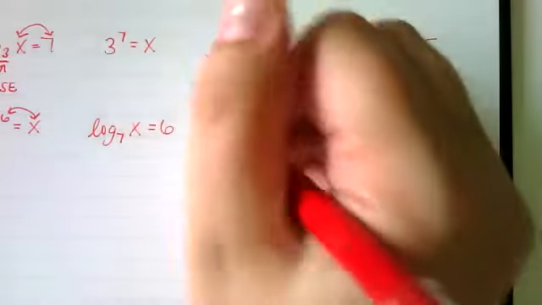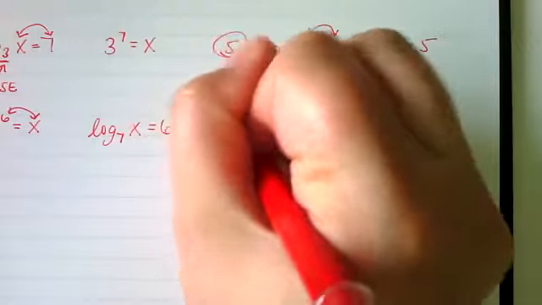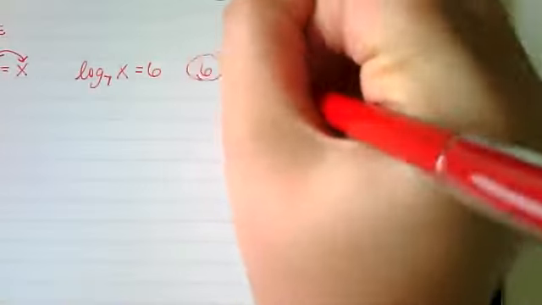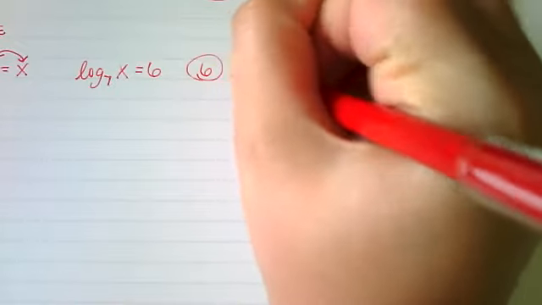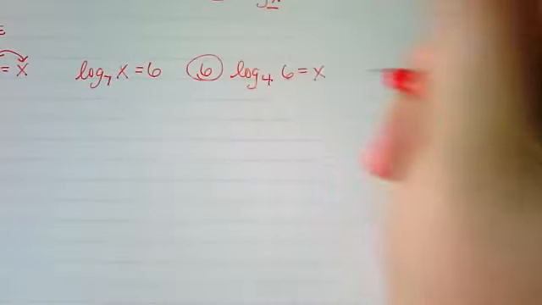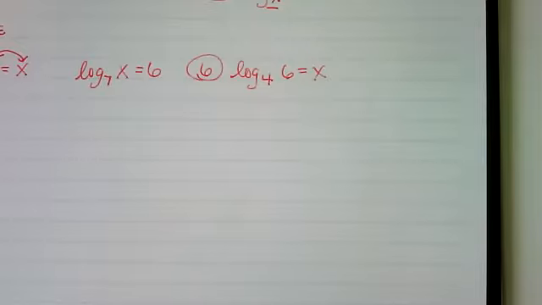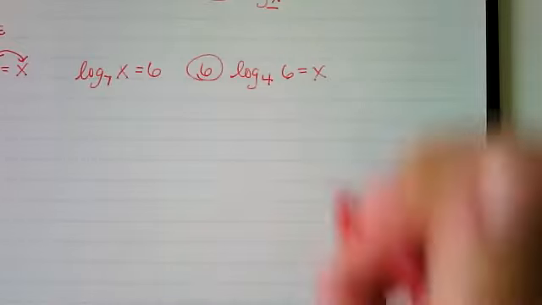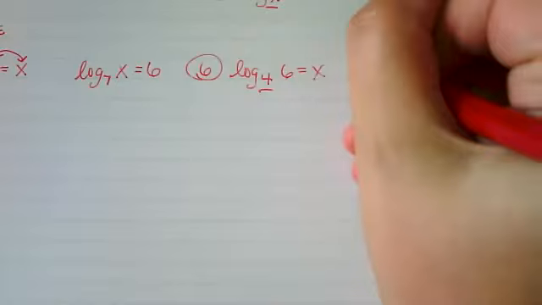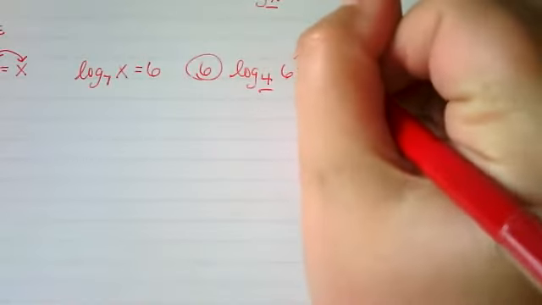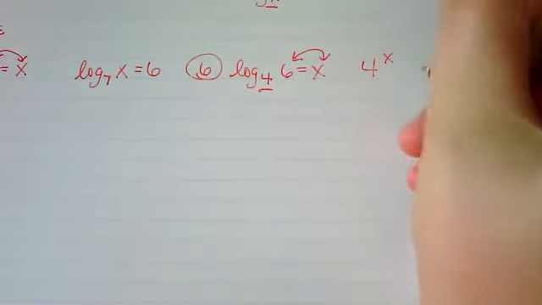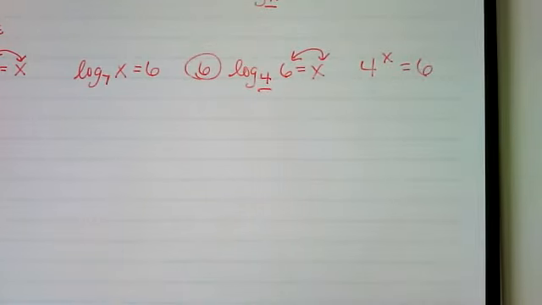Okay. Last one, number 6. Log base 4 of 6 equals x. Okay, again, same thing every single time. Make sure you find the base. Base is 4. Swap those other two numbers. Now it's 4 to the x equals 6.